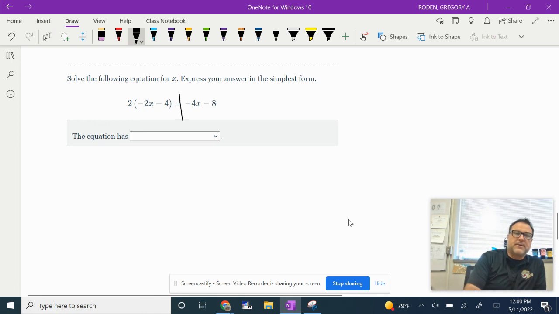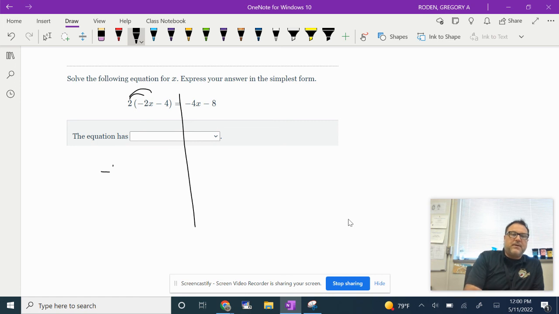I'm going to go really slow here. So this one, I'm going to do the distributive property on this side. So I'm going to get negative 4x minus 8 equals negative 4x minus 8. Now already I'm kind of seeing this is kind of weird, right? Well, I can add 4x to both sides. So when I add 4x to both sides, the 4x's cancel. And so I get negative 8 on the left side and negative 8 on the right side.